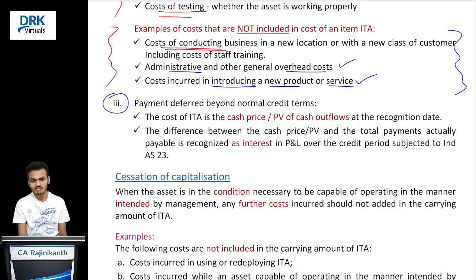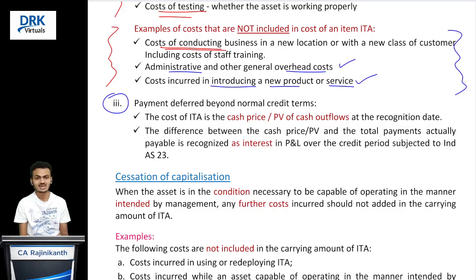And one more thing, payment deferred beyond normal credit term. What does it mean? Simply, generally the credit period is 15 days, 30 days, 45 days, 60 days. Hardly it is 3 months, correct? Beyond that, suppose we acquire an intangible asset and we are going to make the payment at the end of the second year, let's assume. It means obviously it is an abnormal credit period purchase, correct?